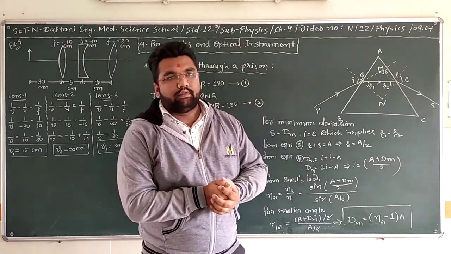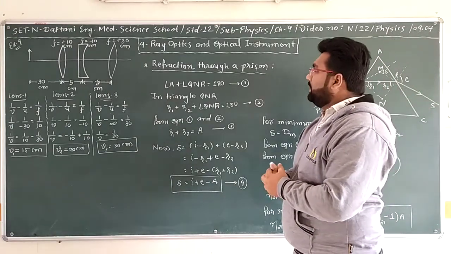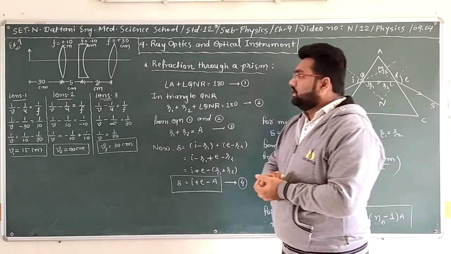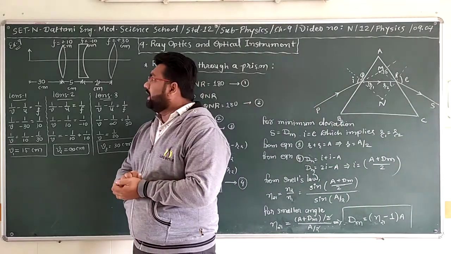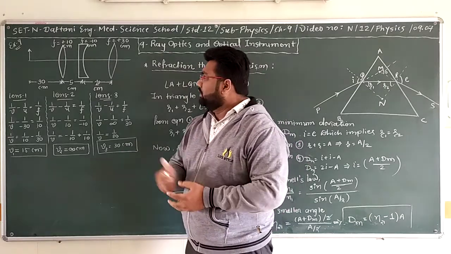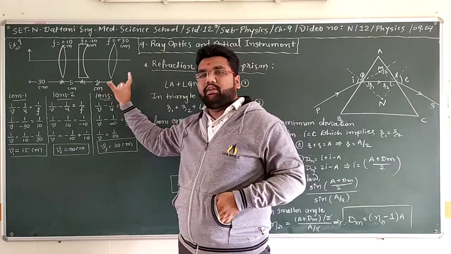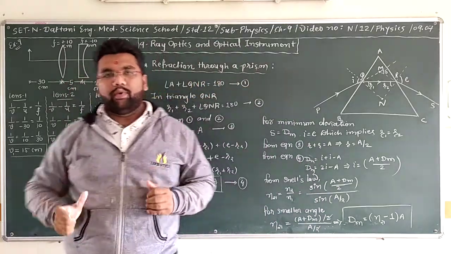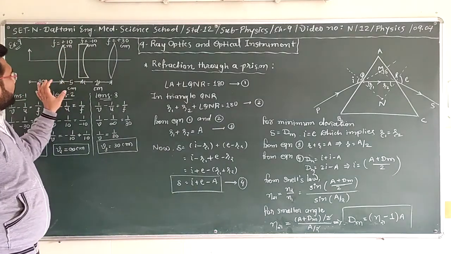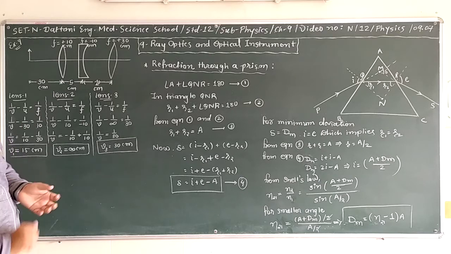Hello students, in this lecture of physics, we are going to learn chapter number 9, Ray Optics and Optical Instruments. Here we are taking example number 9 of your textbook. The figure is given and we are supposed to find the final image formed by this combination of three lenses. First of all, we will find the image formation by lens number 1.